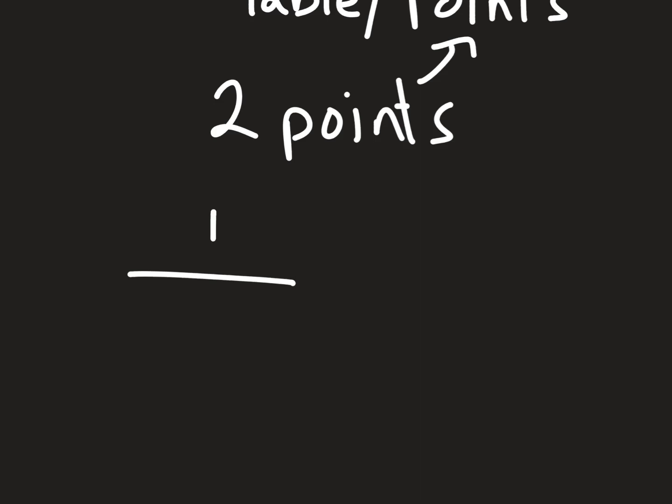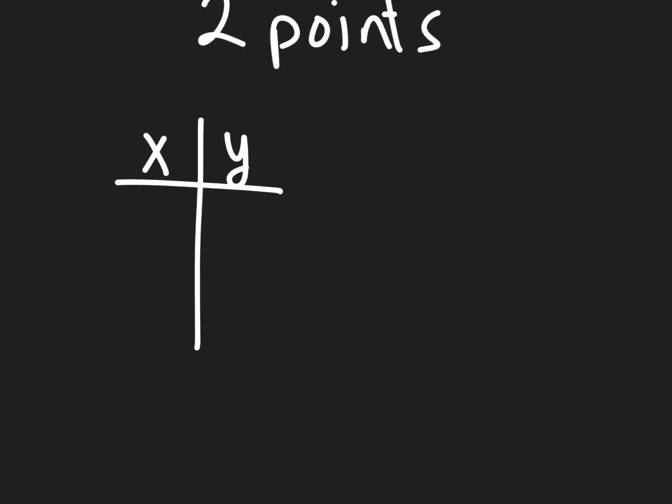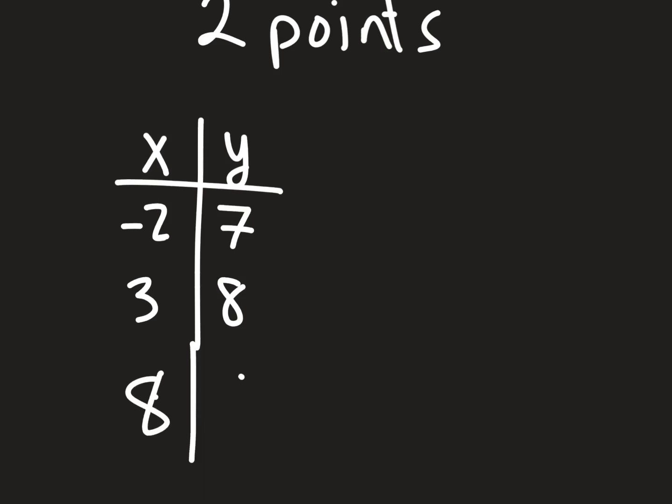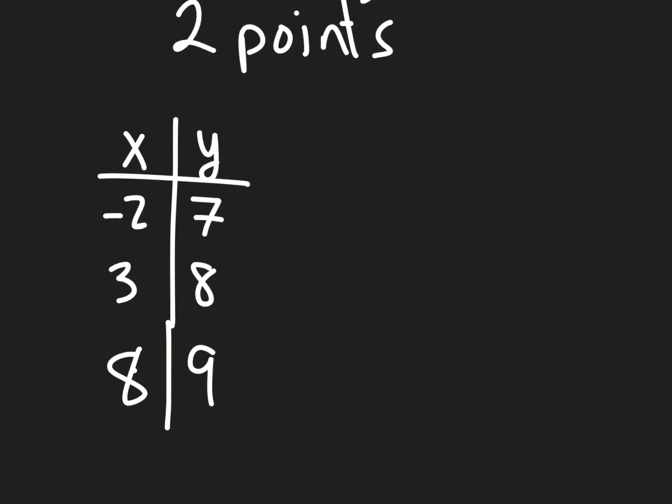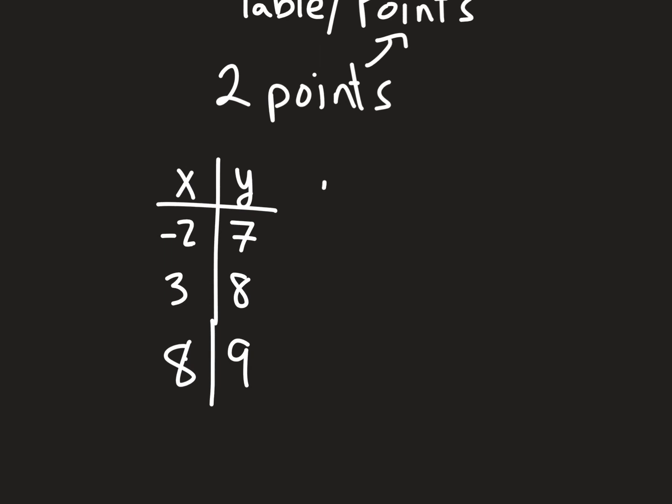Before we move forward, let's look at a table and let's look at an example of what I mean by points. -2, 7, 3, 8, and 8, 9. I think that's correct. Now, each of these 3 things are what?